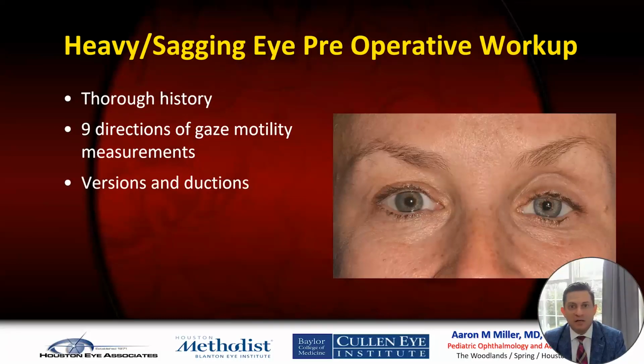I pay particular attention to the versions and ductions, and look also for a torsional component, because I find that often with the heavy eye, and also on some of the more severe versions of sagging eye, which I think are a similar pathological process, you'll find some levels of torsion, specifically excyclotorsion. And that also plays a role in what to do to manage and help them from a surgical standpoint.